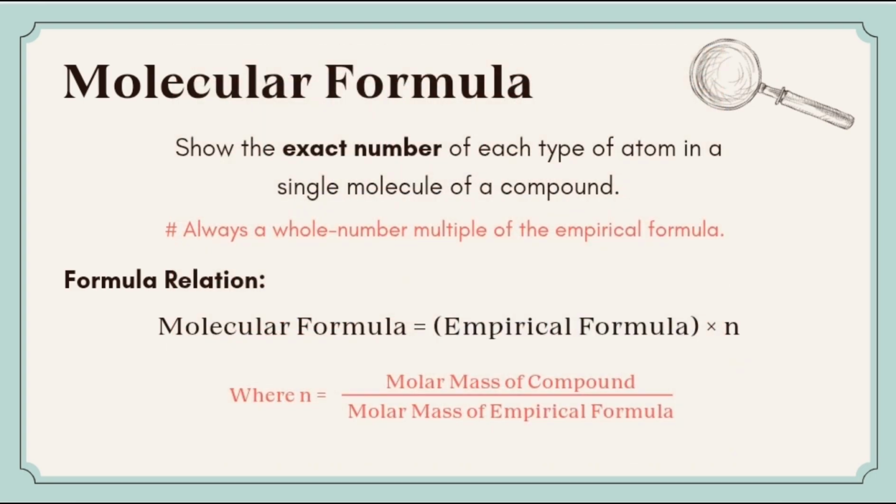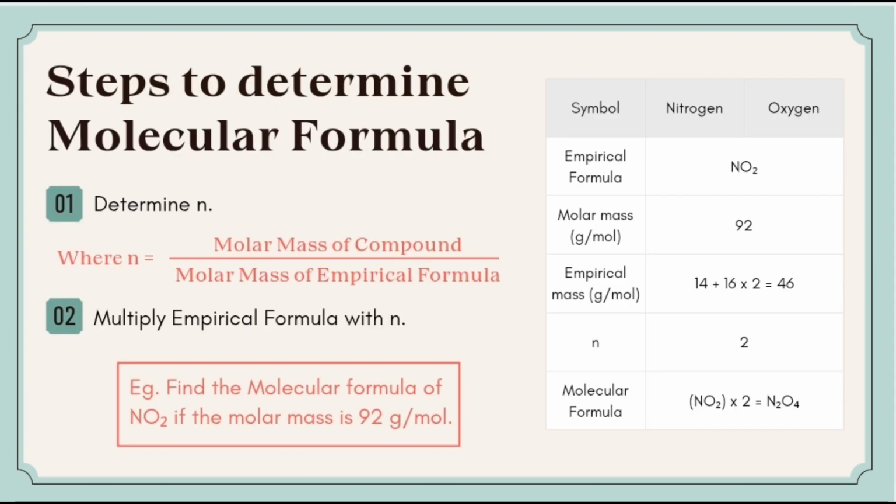N here is not the number of moles. To find the molecular formula, we first need to calculate n. Once n is determined, we multiply the empirical formula by this number. For example, for a compound with an empirical formula of NO2, and when the molar mass is 92 grams per mole, we divide 92 by the empirical mass, 46, to get n equals 2. Multiplying the empirical formula by 2, the molecular formula is N2O4.